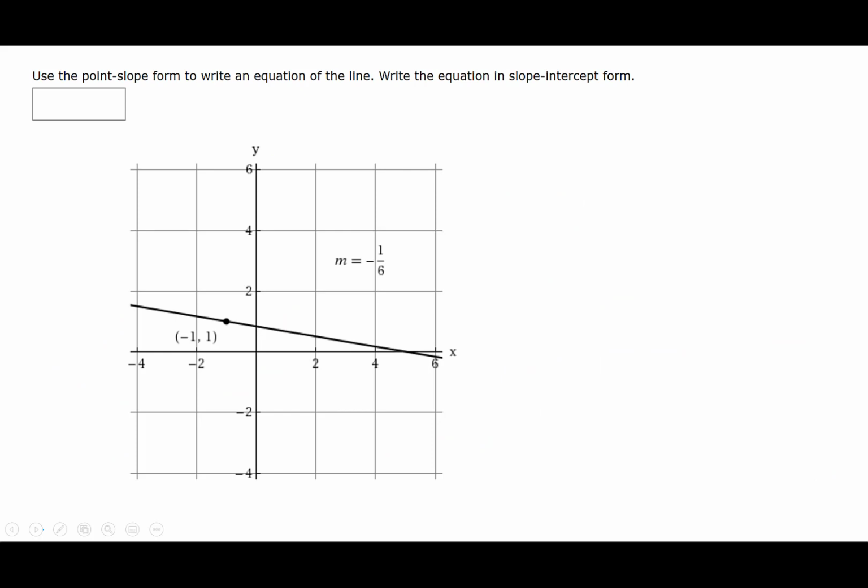This question says use the point-slope form to write an equation of the line. Write the equation in slope-intercept form. Okay, so there's two types of forms. We've talked about this in class, or hopefully you've watched a few videos. Point-slope form is y minus y1 equals m times x minus x1. And then we just did slope-intercept form, which is y equals mx plus b.